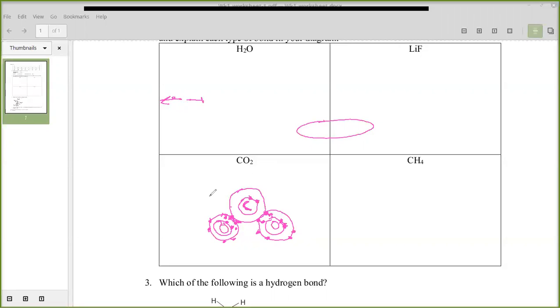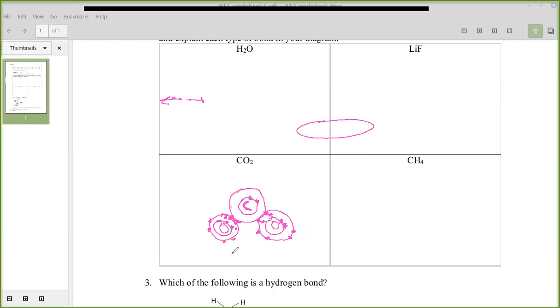Okay, so we have 4 electrons to be added in total. So 1, 2, 3, 4, 5, 6. 1, 2, 3, 4, 5, 6, 7, 8. So that's carbon dioxide. Okay.